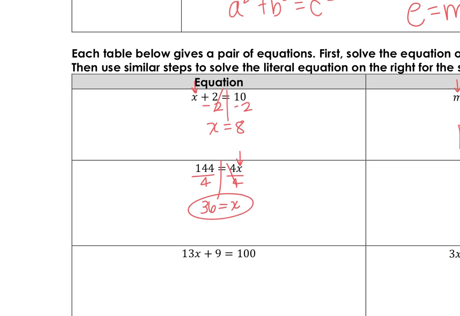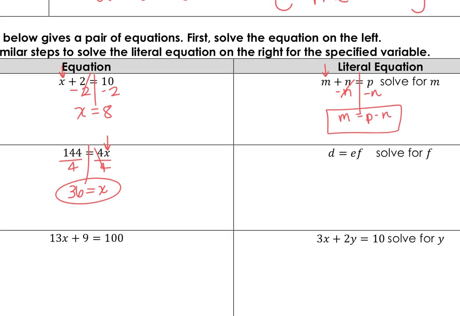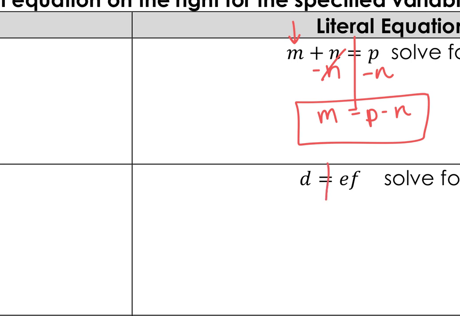Okay. On the right side is our literal equation, which says d is equal to e times f. And it says solve for f. So all that means is I want to get f all by itself over here on the right side of the equal sign. So what's over here with f? E. And because they're glued together, that means multiplication, e times f. So I undo that by dividing. So I divide both sides by e.